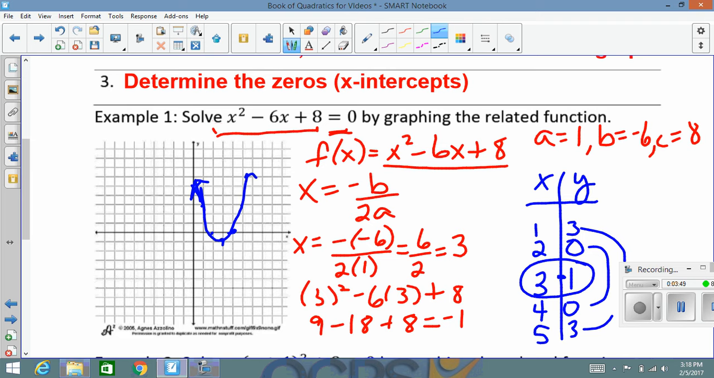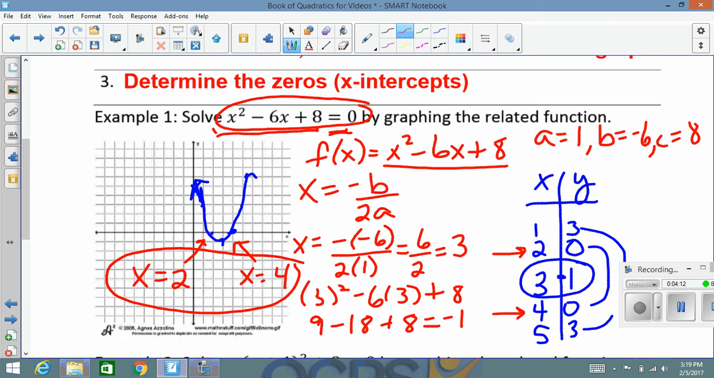Now, the important part for solving this equation, because I'm no longer just graphing, is right there where it crosses the x-axis. So this is crossing the x-axis at 2 and at 4. Notice from my table of values, 2 and 4. These are my solutions to that equation. So that's my answers. I do want to point out with an x squared, we will typically have 2 solutions. Let's move on to example 2.